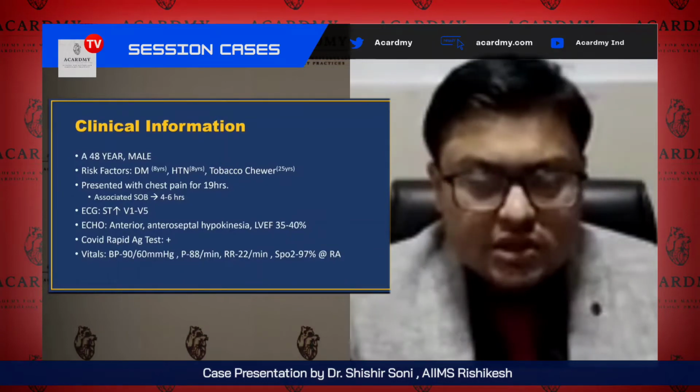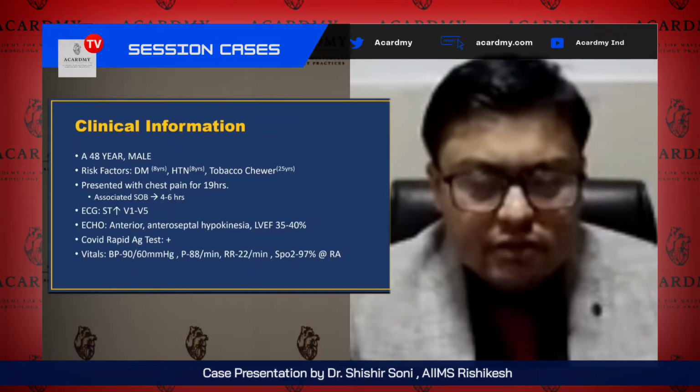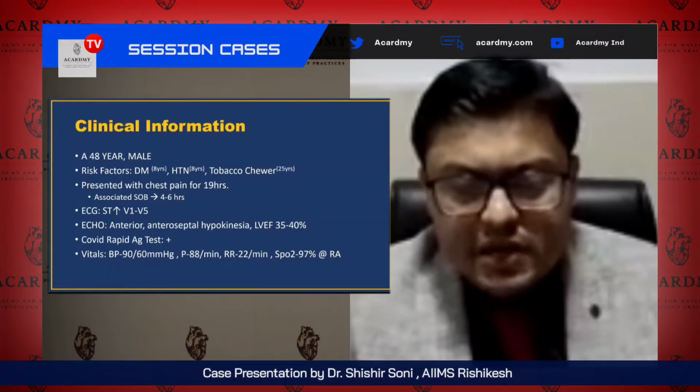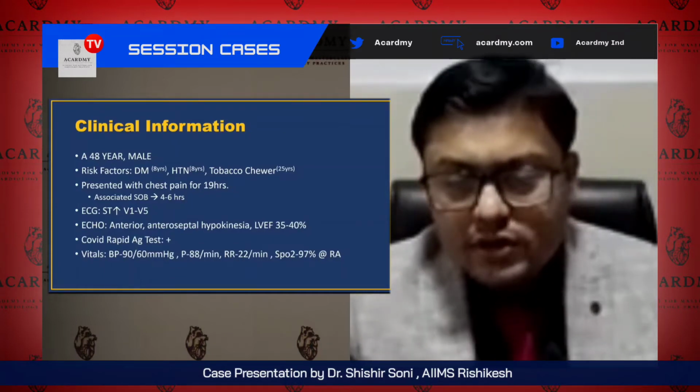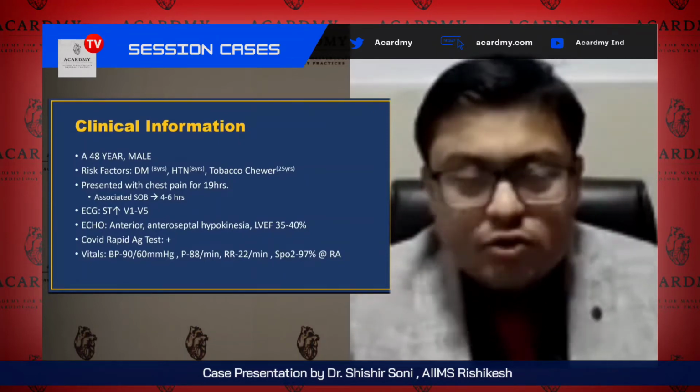But while shifting to the cath lab, his pressure dropped to 88, and noradrenaline was started at a very low dose. His pulse was 88 per minute, respiratory rate was around 20 to 22 per minute, and SpO2 was 97% at room air.